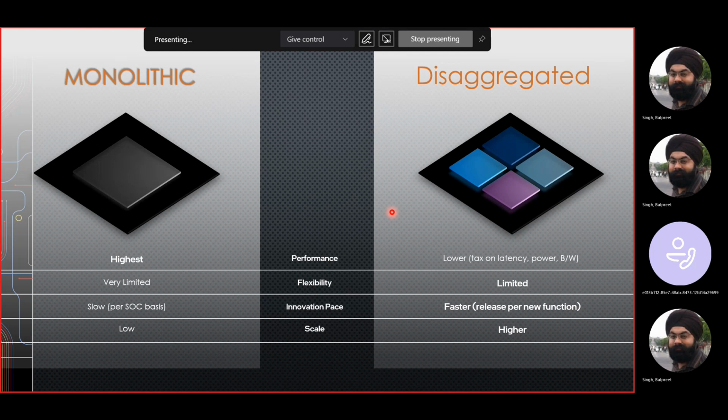And if you want to add a couple of them, you have to make a new SoC again. Now, if you use the disaggregation technology, let's say I only want to change this particular portion, I'll just change that. The remaining portions I can reuse. That's the beauty you get. So that's why I'm talking about flexibility being very limited versus this. The innovation space is faster because you can rapidly change what you want to do. And the scalability is definitely much higher in the disaggregation technology.